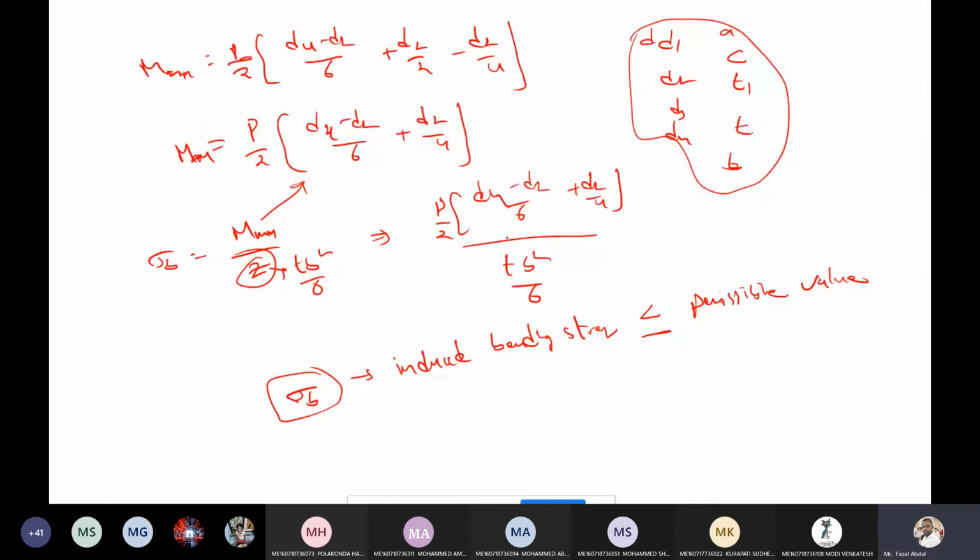So if it is less than, then you have to write the comment that the design is safe, hence the induced stress is less than the permissible stress. So hence the design is safe now. Now, another empirical relation, a few relations are there. See here.